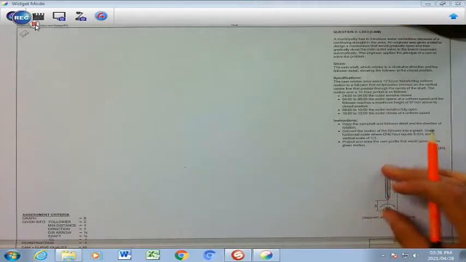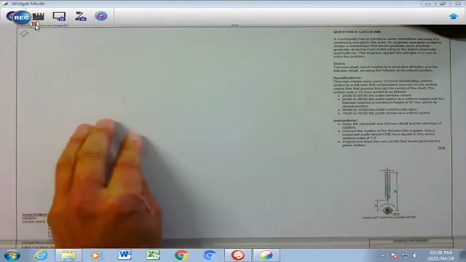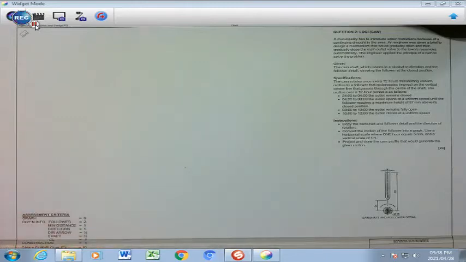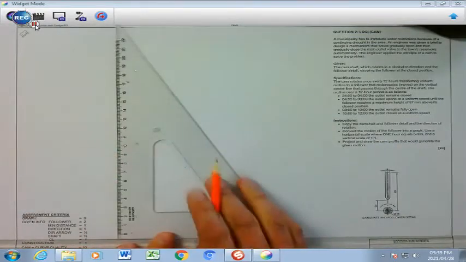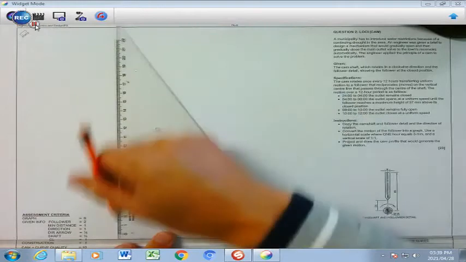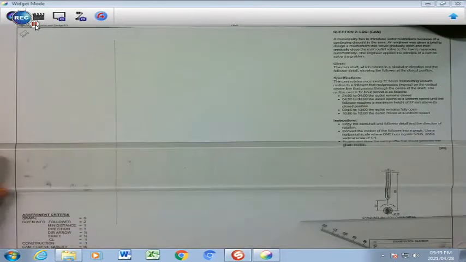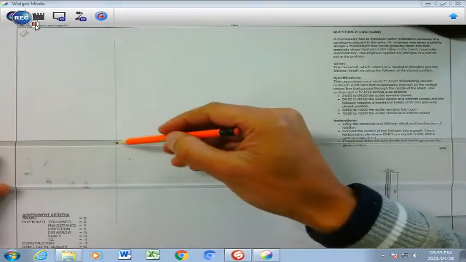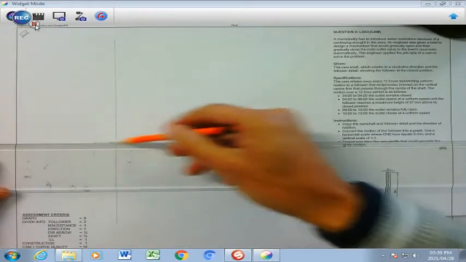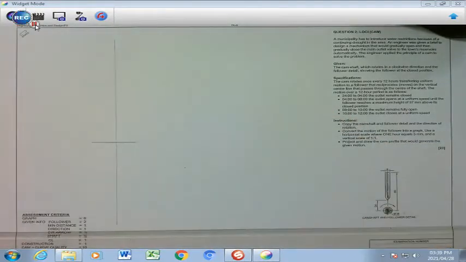Firstly, I'm going to copy all of this information in this space over here. So I'm simply going to take my set square and draw a line faintly like that, and then I'm going to draw another line here, which is going to be my crossing, which is going to be that crossing which I have right there. Around that crossing I am going to draw a diameter of 16.